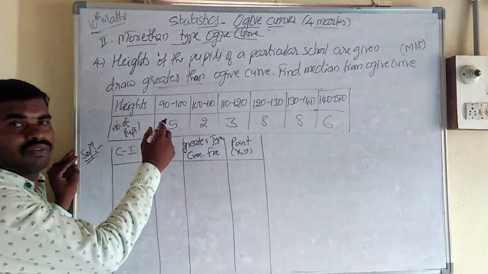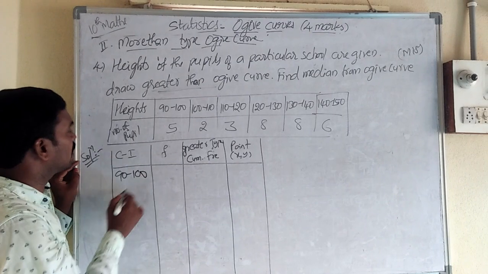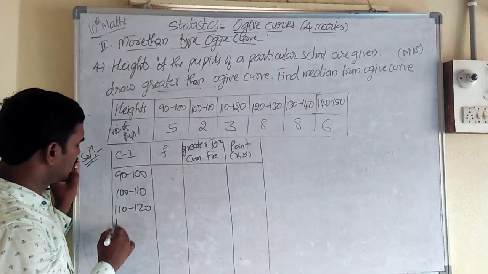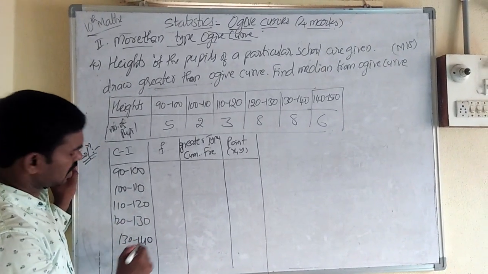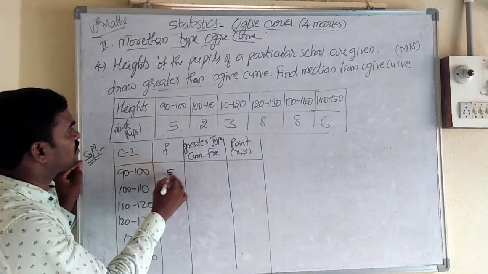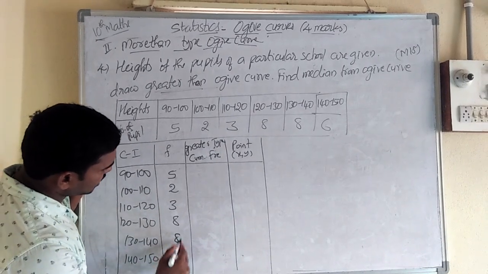Okay, what are the heights given? First one is 90 to 100. Next 100 to 110. Next 110 to 120. Next 120 to 130. Next 130 to 140. Next 140 to 150. Next frequencies 5, 2, 3, 8, 8, 6.